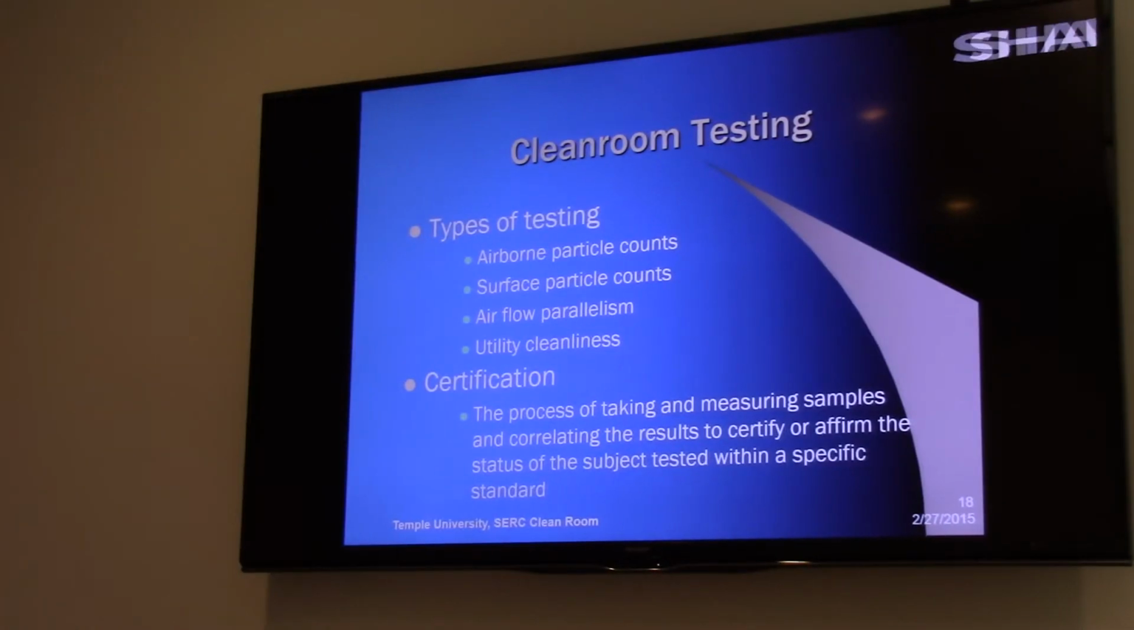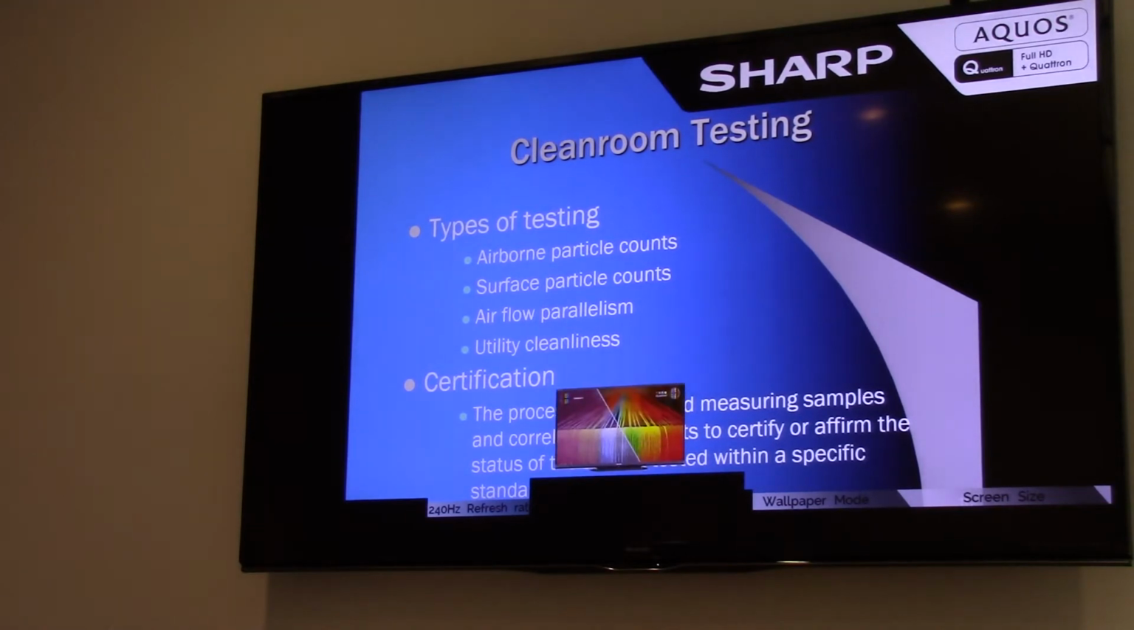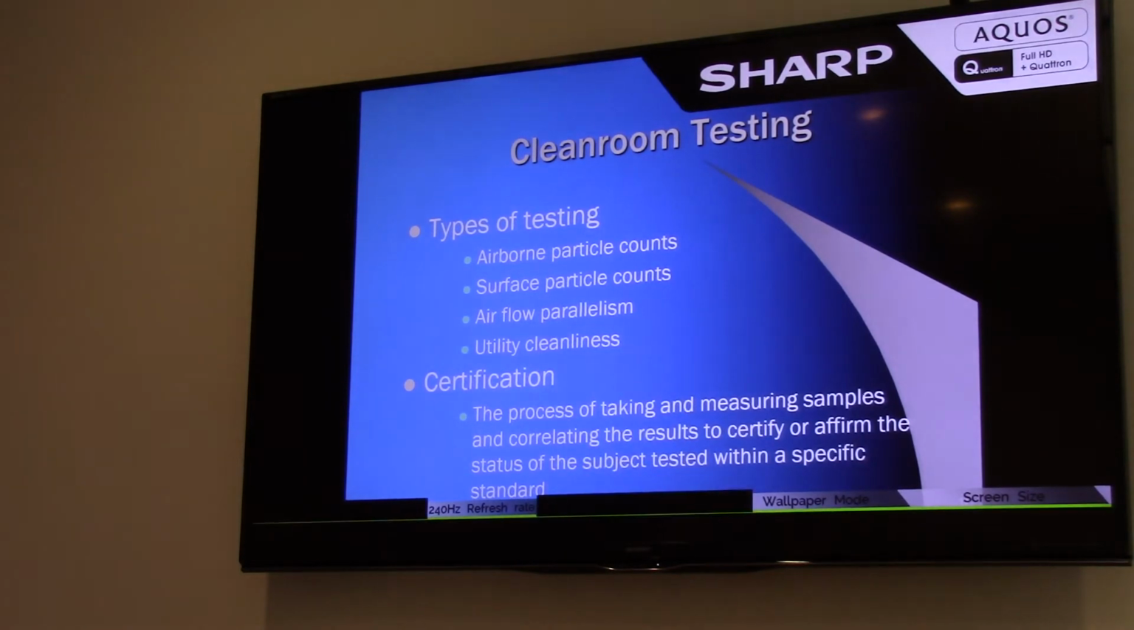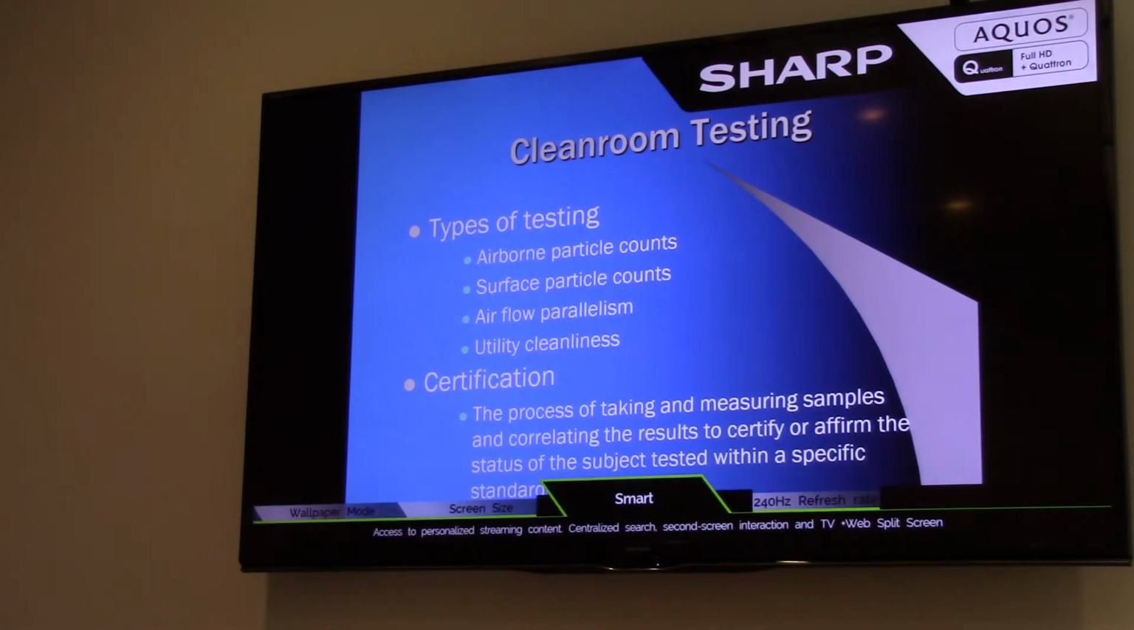So clean room testing, so we're going to measure airborne particle counts. We can measure surface particle counts on horizontal surfaces. We can measure the airflow parallelisms coming off the HEPA filters. And we can also measure the utility cleanliness. So we're going to certify the room today, which we're going to be taking samples, 1 per each square foot. And then there'll be a certification report from an independent testing agency that will show compliance.